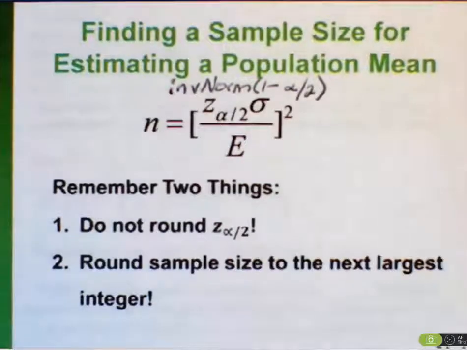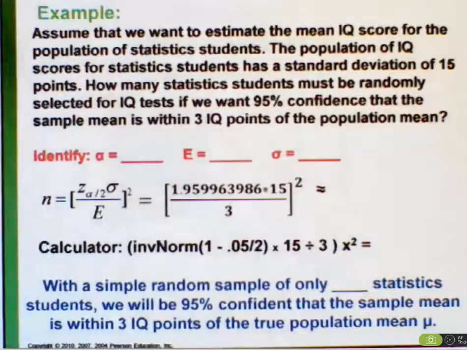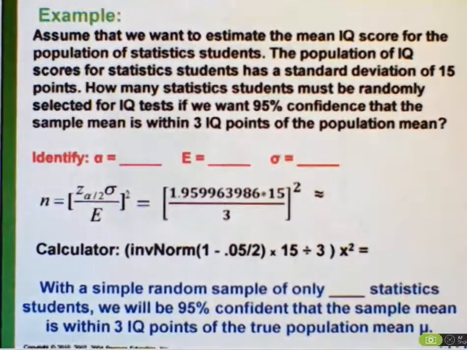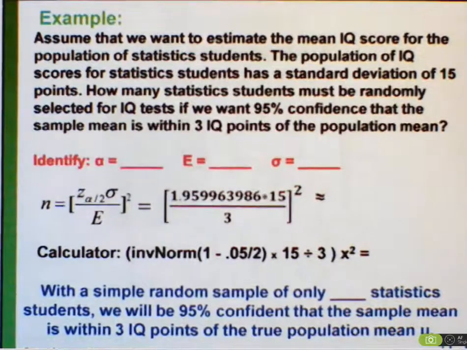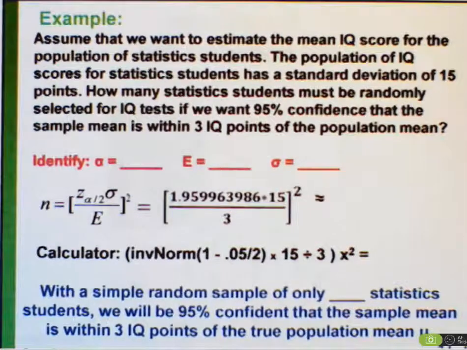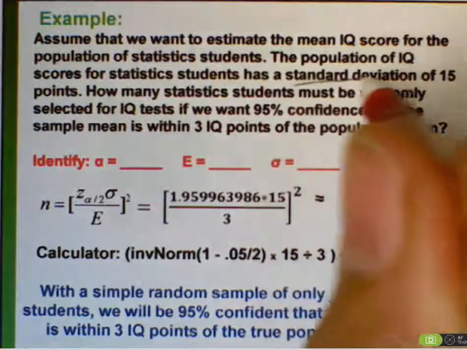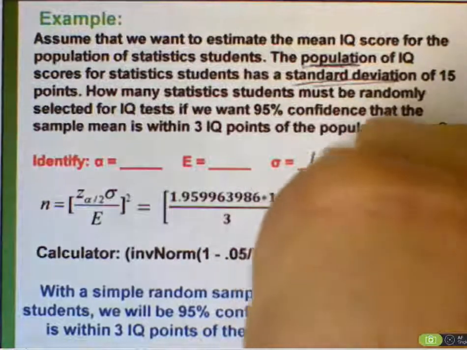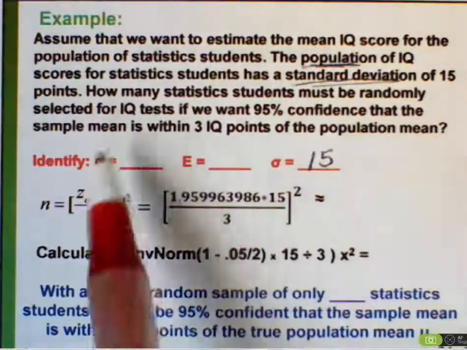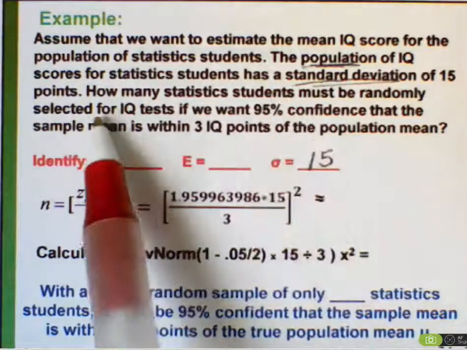Let's look at an example. Assume we want to estimate the mean IQ score for the population of statistics students. The population of IQ scores for statistics students has a standard deviation of 15 points. That said standard deviation for the population, so that is sigma. How many students must be randomly selected?